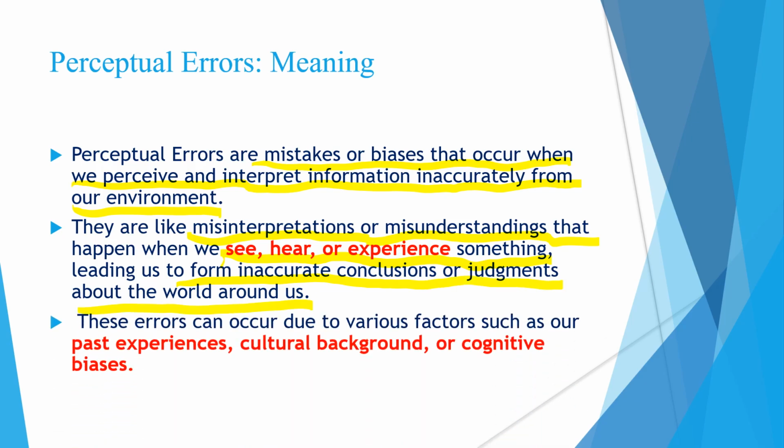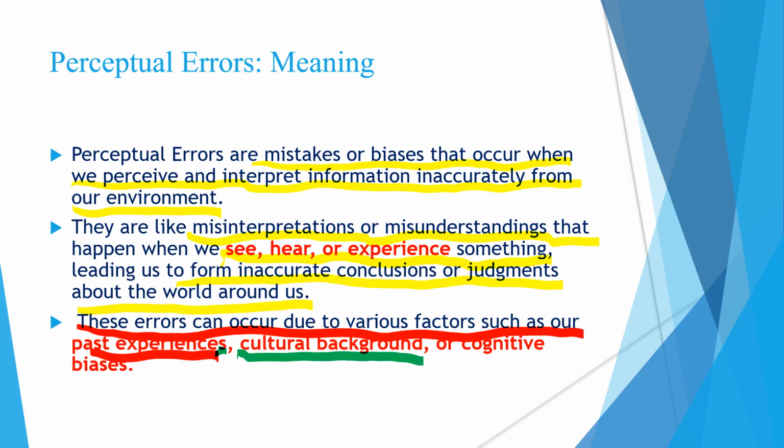In other words, we can say that these errors can occur due to various factors. For example, our past experience, like we have some negative or positive past experience about someone, so at the time of perceiving that person or place, we are going to be biased. Then cultural background. As I told you earlier, culture plays a major role. For example, in one culture, what is liked may not be liked in another culture.